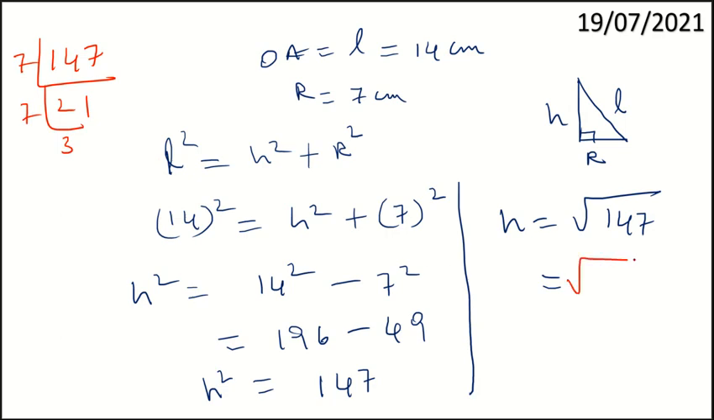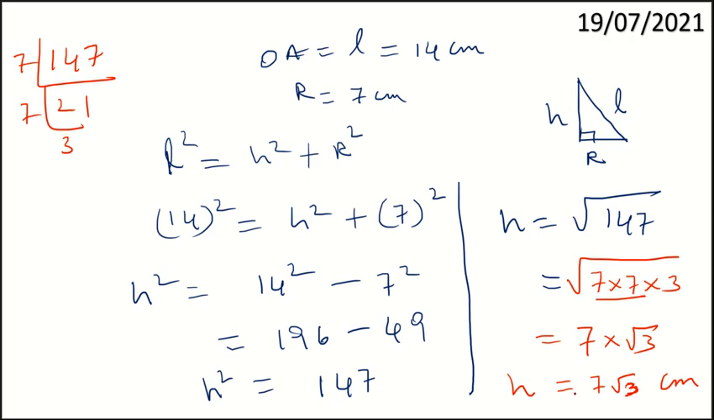So, root under 147 gives you 7 into 7 into 3, where for a pair of 7s, one 7 comes out. So, 7 into root 3, or 7 root 3 centimeter, is the right answer for the value of H. Most of you have written 7 root 2 instead of 7 root 3. I have observed that. Be careful while simplifying roots of such numbers.